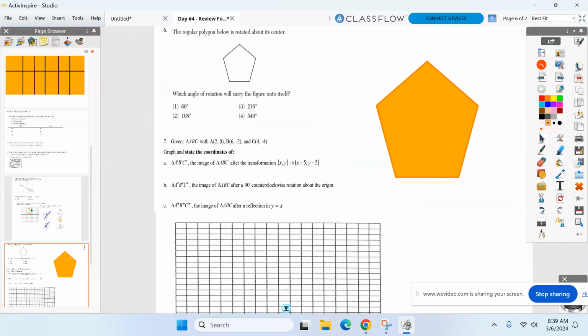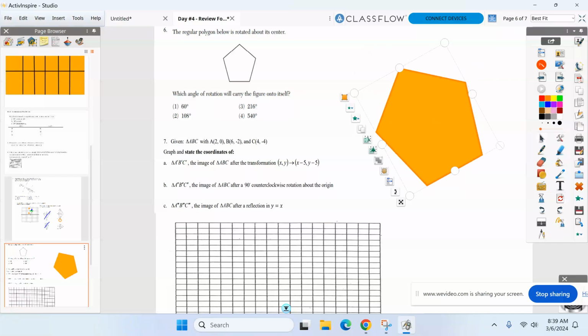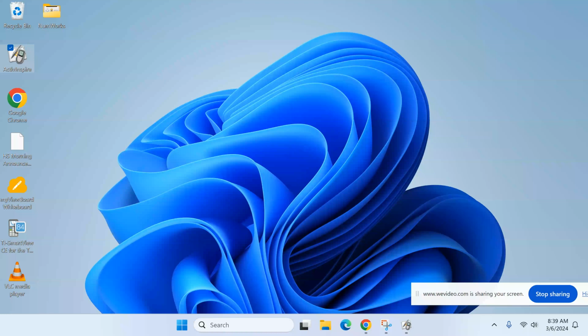Everyone see that pentagon I gave you? How many degrees can I rotate it so I get that same pentagon back? Same looking pentagon in that position. All right, I don't want that. All right, what I want back is that same looking pentagon.